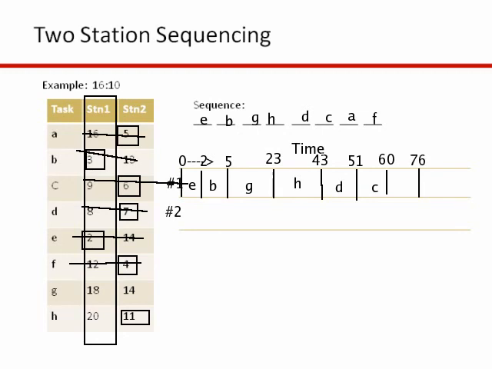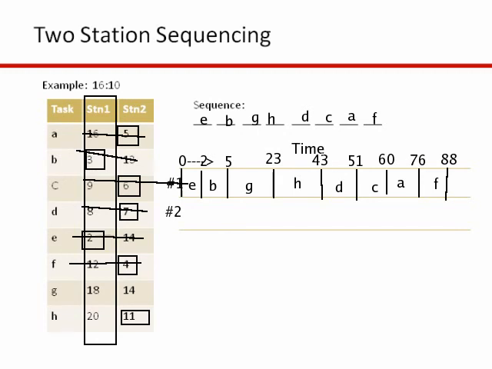And then the last one is going to be F. F can start at 76, and it's going to take us to time 88. And then that's what the jobs on the first station are going to look like, okay? So any questions on that Gantt chart of what things are going to look like on machine 1 with that given sequence?